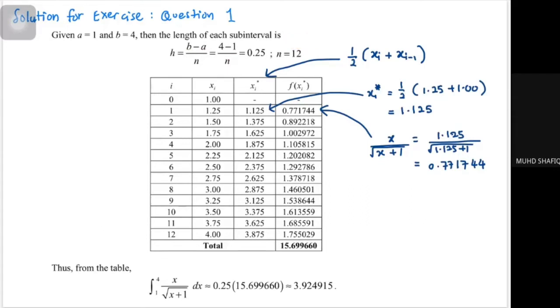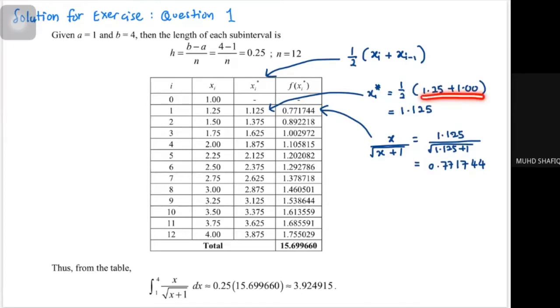Similarly, you have to write down your solution in table form. So this is i, xi, xi star, f(xi star). Point A equal to 1 and point B will be 4. h is 0.25, so you just add up 0.25 for each of your xi. And then find the midpoint for x1 star, 1 over 2 times 2.